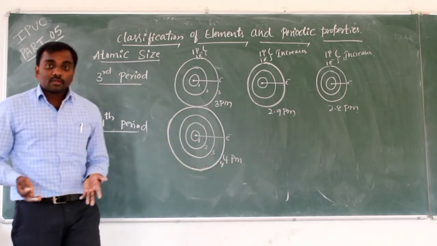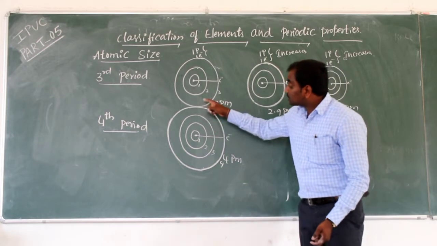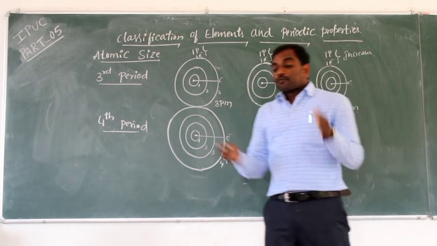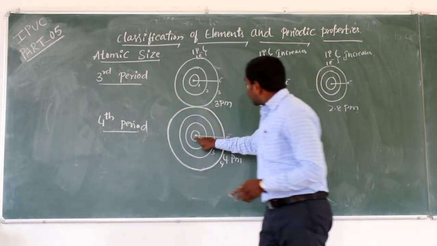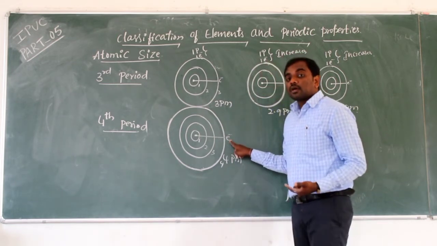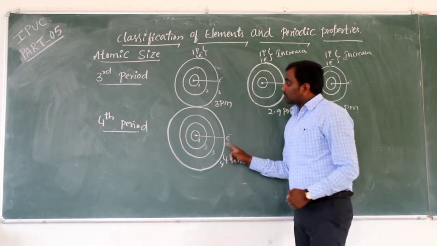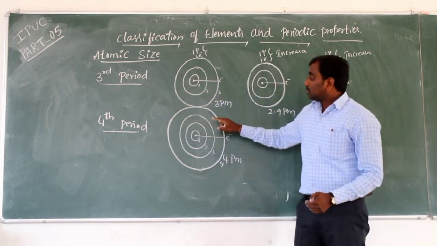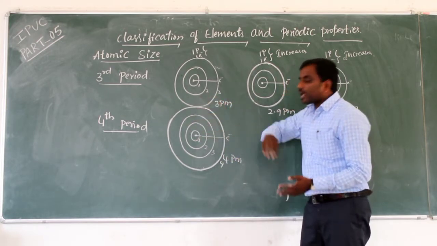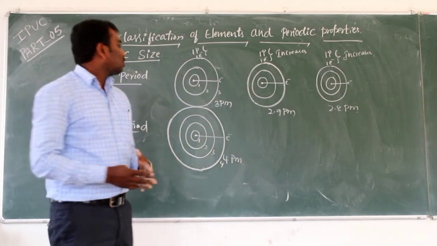Why does atomic size increase down the group? Because with the increase in the number of shells, the force of attraction between the nucleus and the outermost electron is less. So the effective nuclear charge also decreases, and the atomic size will increase.